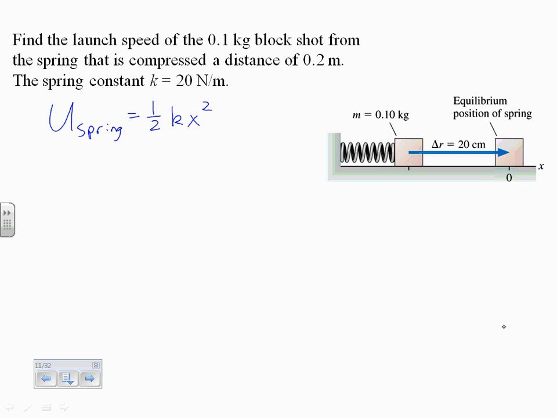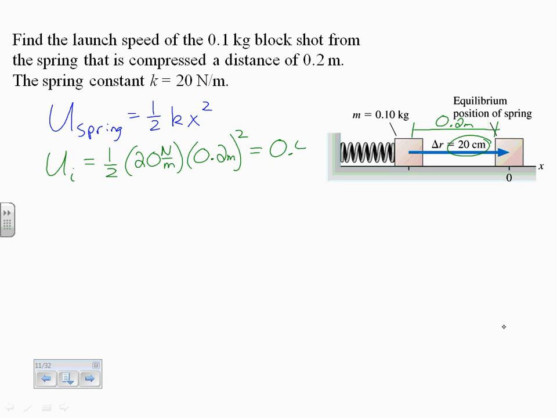In this problem, initially the spring is compressed by a distance of 20 centimeters. So that's a distance of 0.2 meters. So we can first calculate the initial potential energy that's stored in the spring. That initial potential energy is going to be 1/2 times the spring constant, 20 newtons per meter, times the distance that the spring is compressed, 0.2 meters, squared. And this gives 0.4 joules of potential energy stored in the spring.